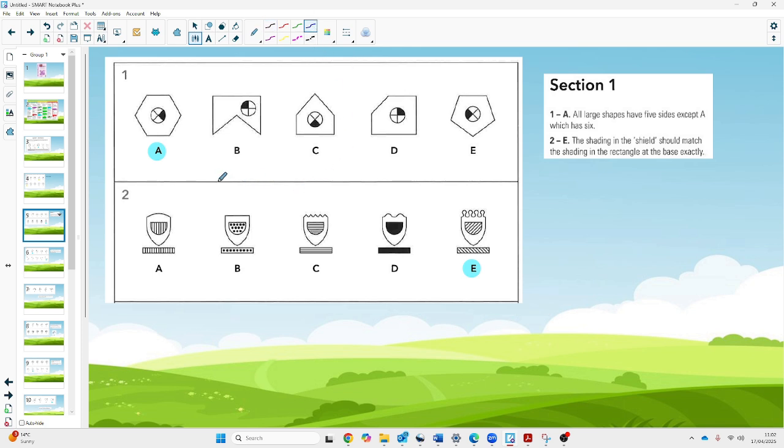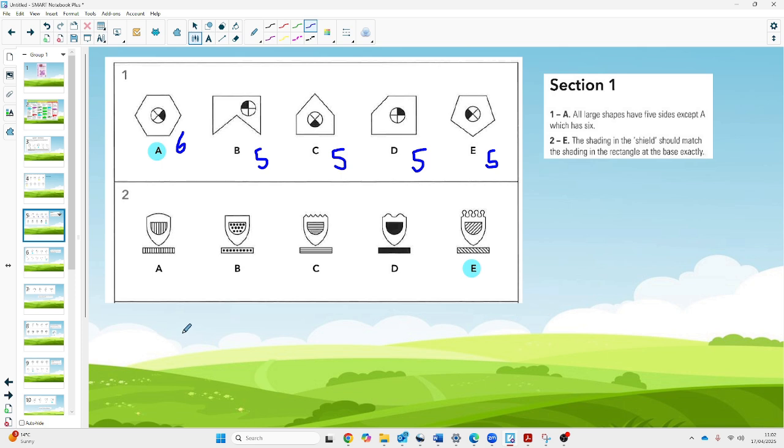So looking at question 1, the answer is A, and the reason being it has nothing to do with the shape inside. That's really very much a distractor. It's just about the number of sides on the outside. So we've got 6 on this one, but if you count up all of the other sides on all the other options, they will add up to 5. So the answer has to be A.